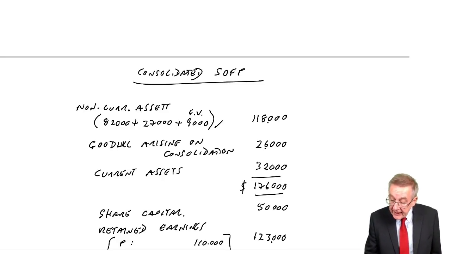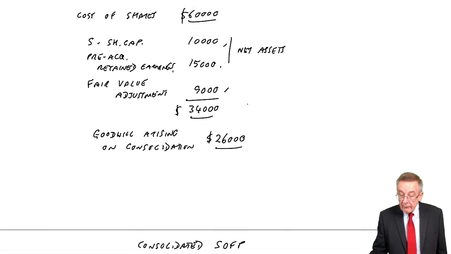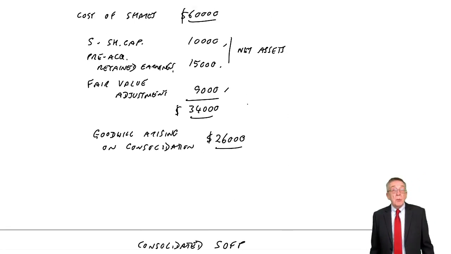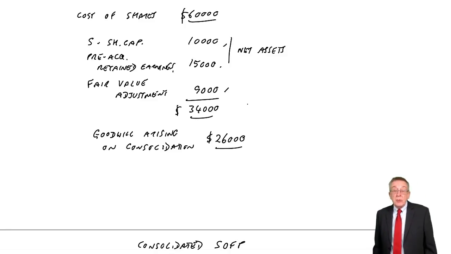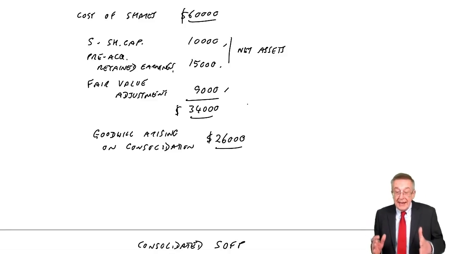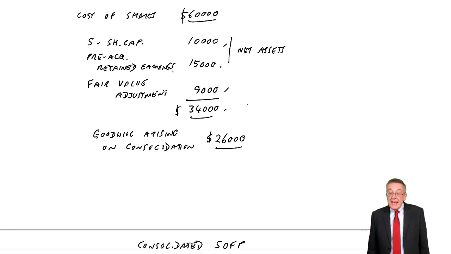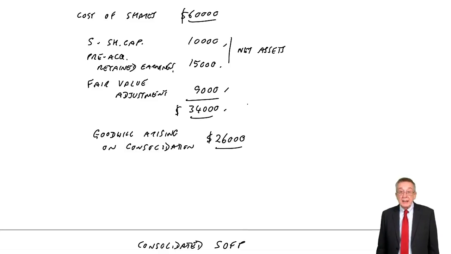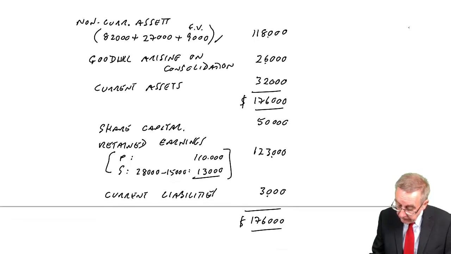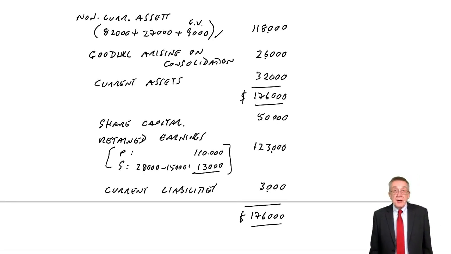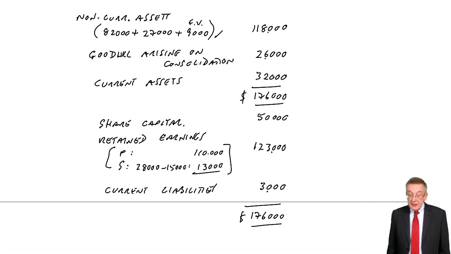The second new thing is this goodwill. That always we compare what we paid for the shares, what we thought S was worth in total, 60,000, with what the value of their normal assets we reckon is 34,000. The extra is this goodwill arising on consolidation, which appears as an extra asset in the consolidated statement.